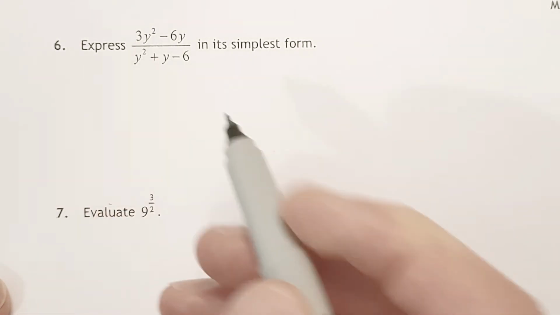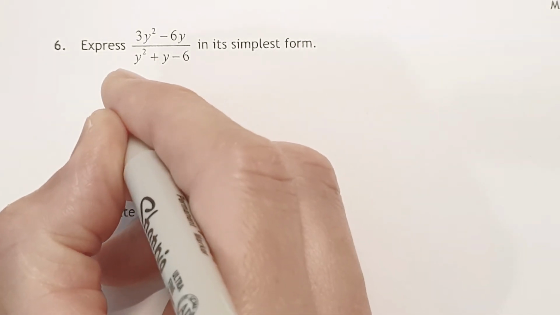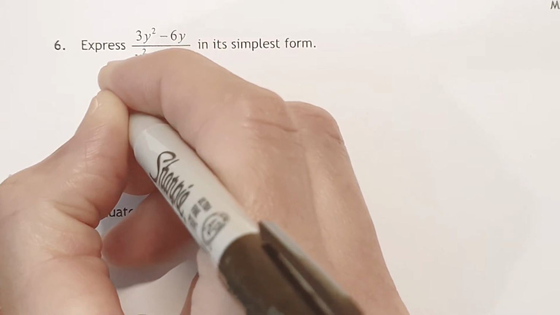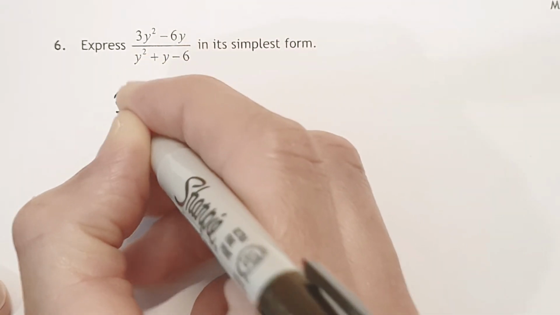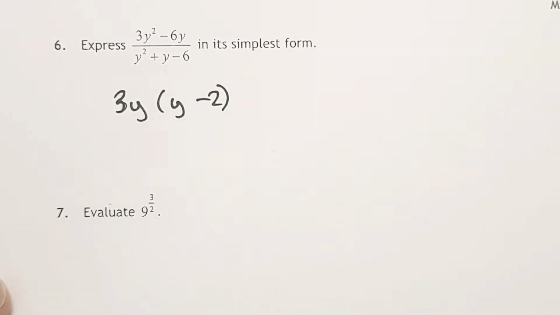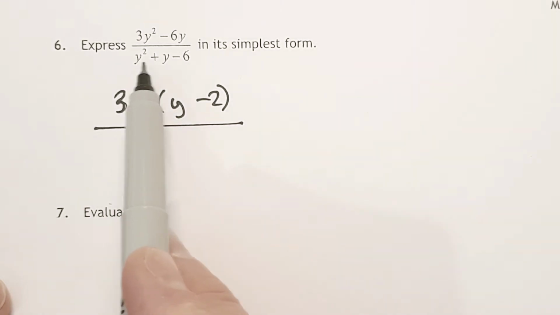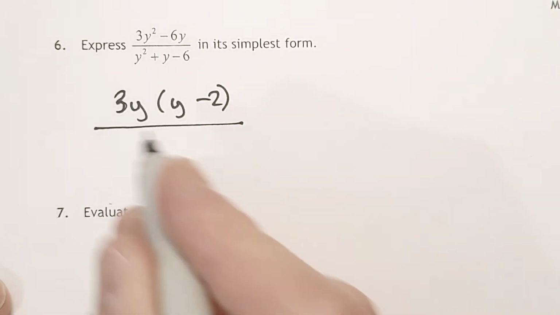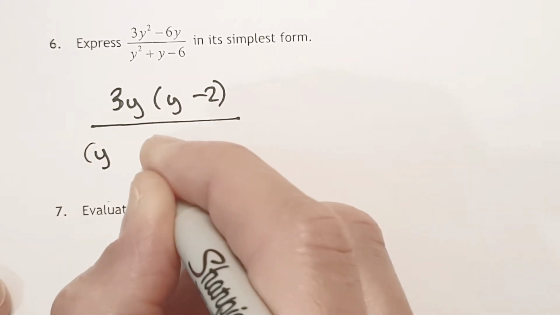Well, for the numerator, we can see we've got 3y as a common factor. So we can say 3y brackets y minus 2. Now it doesn't factorise any further, that's all we can do with that. And on the denominator, there's no common factor to take out here, but we've got a trinomial, so we can factorise that.